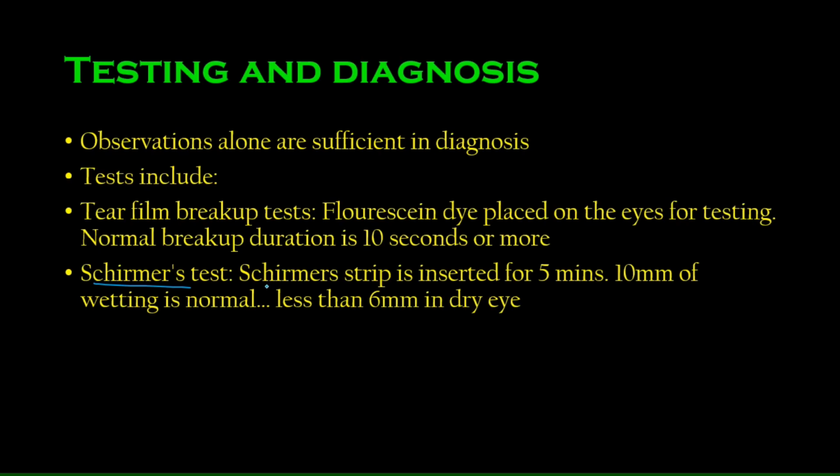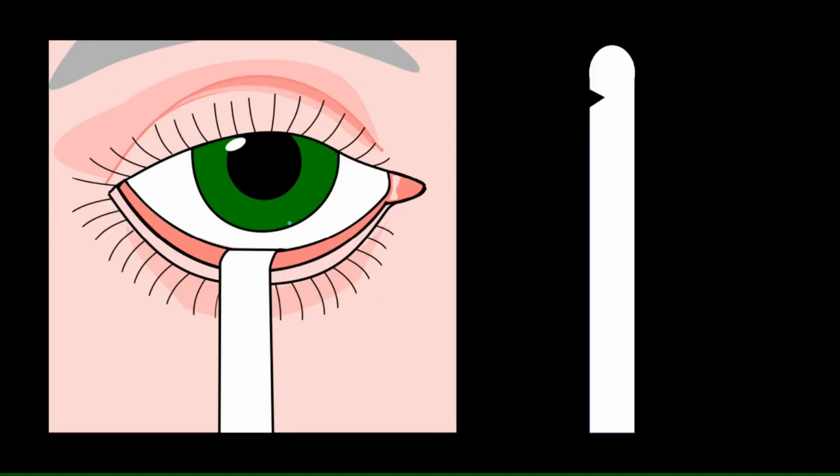In Schirmer's test, we have this little strip which is inserted into the eyelid. It looks like this. This is the Schirmer's strip, and it is typically graduated in millimeters. Here's a 0, for example. There's a 5 millimeter, and let's say there's a 10 millimeter here as well. So usually, when you insert this in normal people, you leave it in place for around about 5 minutes, right?